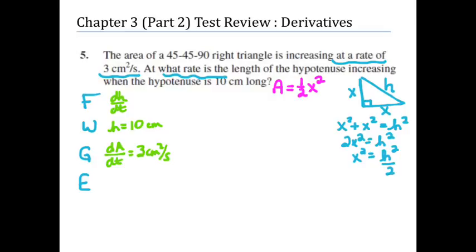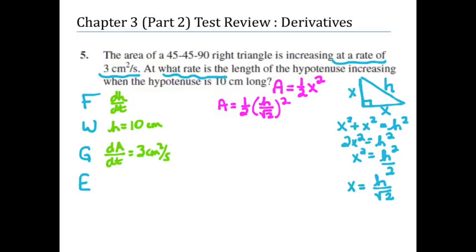And then finally I can square root both sides, and x is equal to h over the square root of 2. And when I square root both sides here, I don't have to do plus or minus because I'm looking for a length of a triangle, so it has to be the positive. So now I know how x is related to the hypotenuse. So I'm going to come back up here and rewrite my equation. Area equals 1/2, and instead of x, I'm going to put h over the square root of 2, squared.